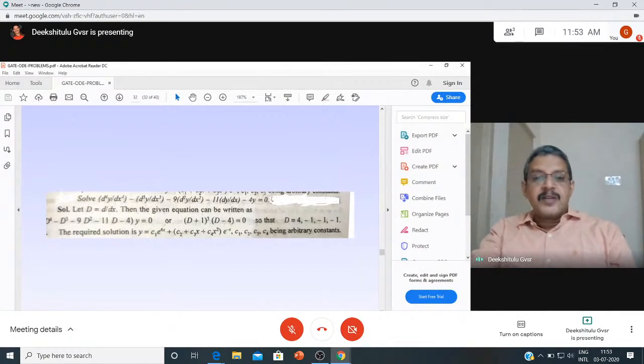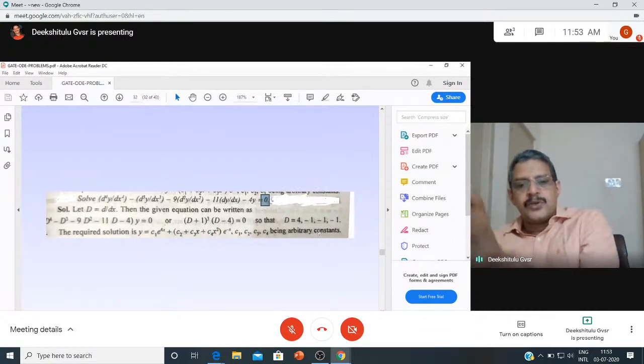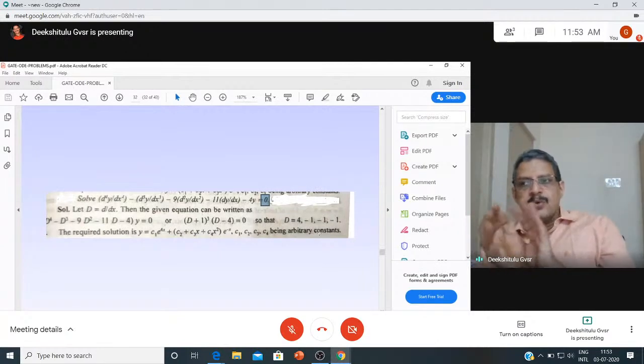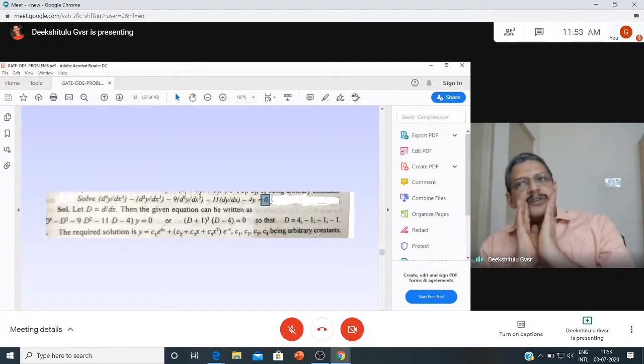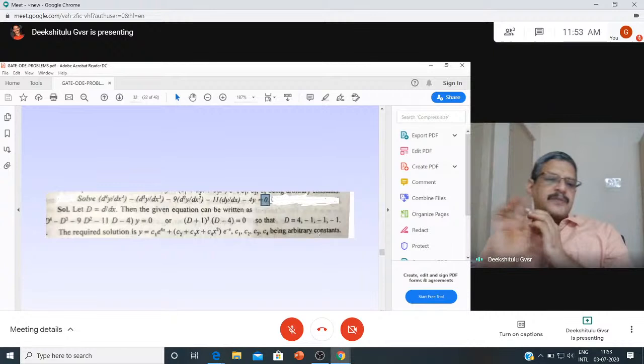Why? Because we have 0 on the right hand side. When we have 0 on the right hand side, the particular integral becomes 1 by f of D on Q(x). Q is 0, so it becomes 0 anyhow. So for homogeneous equations, we don't get a particular integral. Don't worry about that. The solution means only the complementary function.